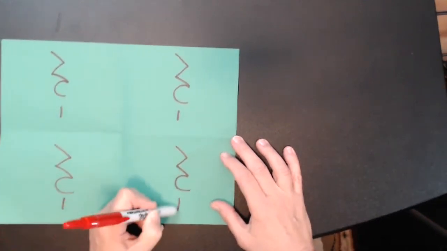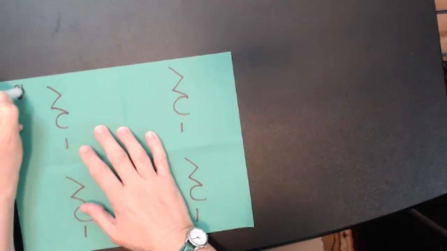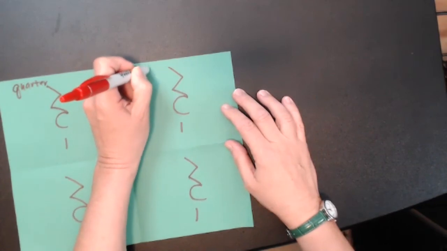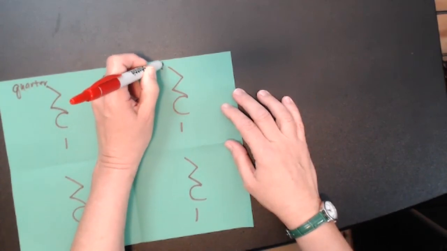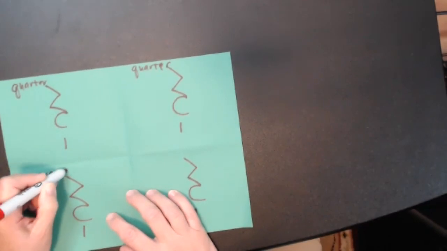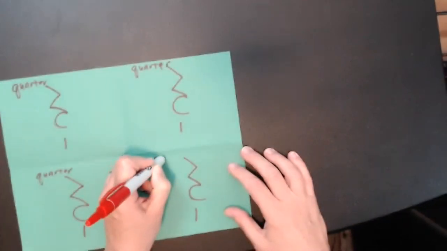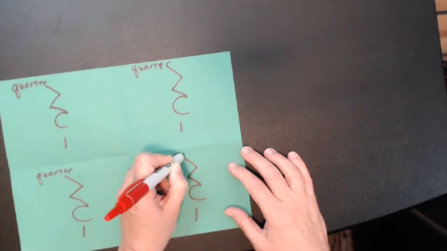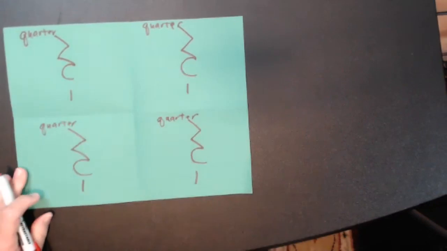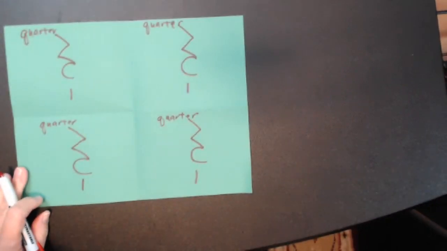Again, these are worth 1 beat, and I still like to say quarter when I'm thinking about these rests, because instead of a quarter note, these are quarter rests. And there are 4 of them on this one sheet of paper. And there you go. There's all of the notes and rests in 4/4 time.